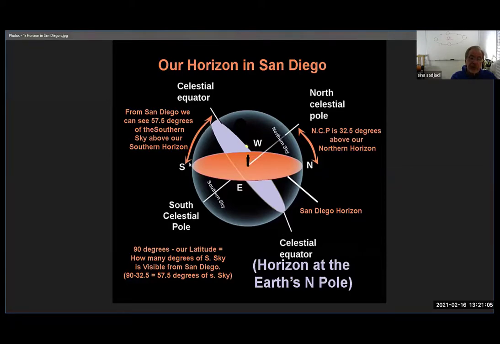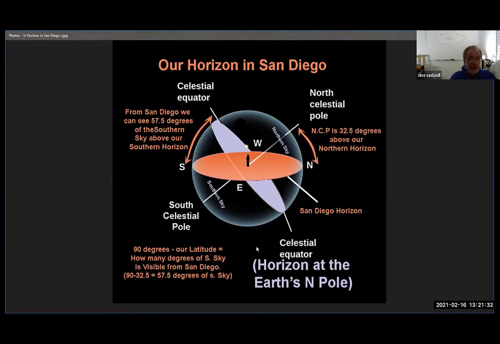So the question is, how many degrees of southern sky do I see? The answer is, that's right, 90 degrees minus your latitude is equal to how many degrees of southern sky is visible from San Diego. So 90 minus 32.5 gives you 57.5 degrees of southern sky. Now, I'm going to put all this in a video and send it to you soon.